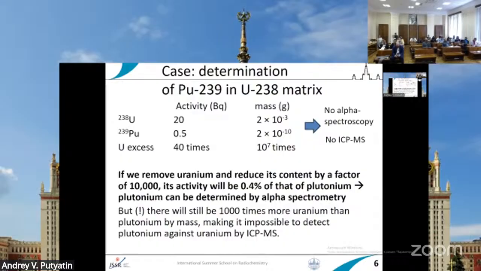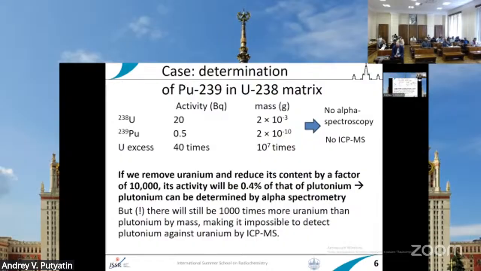So it becomes very difficult to measure these radionuclides both by alpha spectroscopy and by ICP-MS. We will have the problem that uranium-238 can react with hydrogen and give an isobar that has the same mass as plutonium-239. So that's why before any measurement here, we need to remove the excess of uranium.